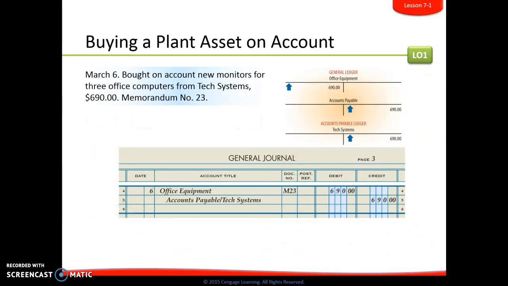Buying a plant asset on account. So on March 6th, we bought on account new monitors for 3 office computers from Tech Systems, $690, memorandum number 23. So in this case, we're not paying cash. We're buying this on account, so we're going to owe them money. We're going to debit our office equipment, and then we're going to credit accounts payable, specifically Tech Systems, for $690.